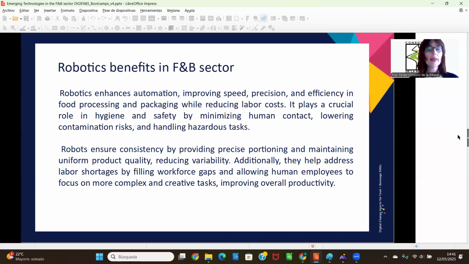For example, we have a local restaurant in our region, in the province of Valencia, as I said before, that has 2 robots to deliver food to tables. This reduces workload during peak hours and allows staff to focus on more creative tasks or have more time to attend clients.